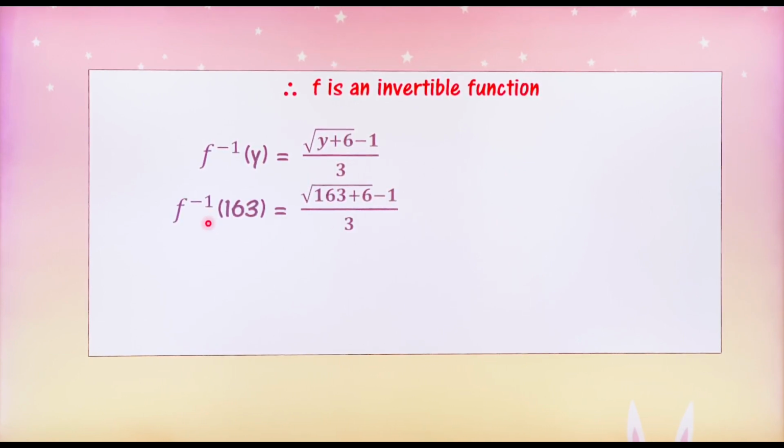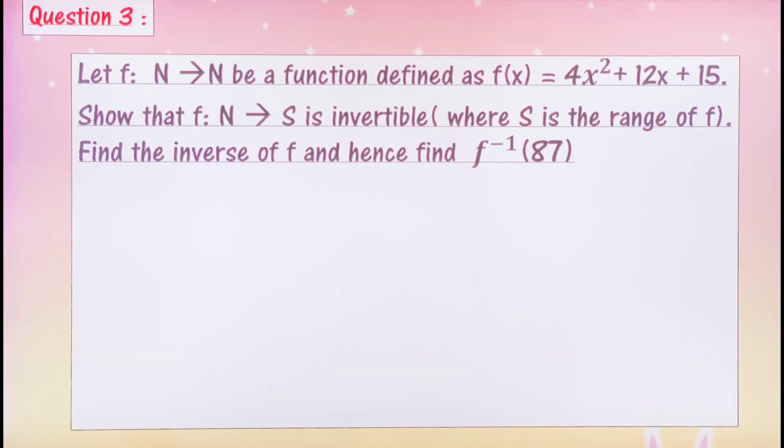Now, let us find f inverse of 163. That is equal to (√(163 + 6) - 1)/3, that is (√169 - 1)/3, that is 12/3, which is equal to 4. Coming to the next question.